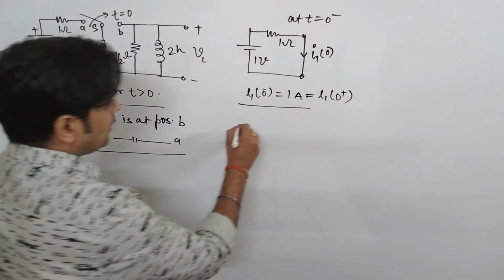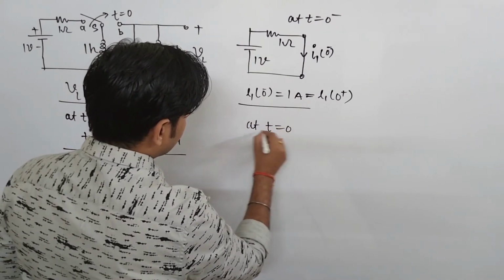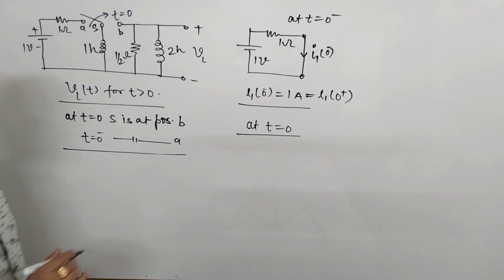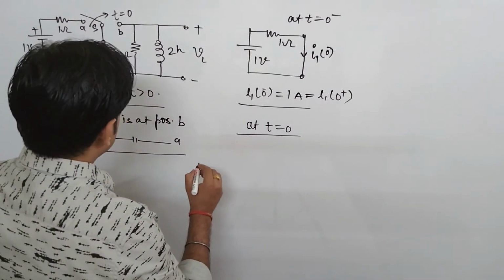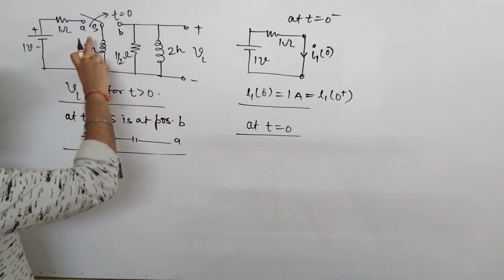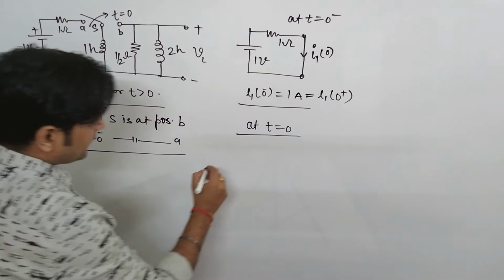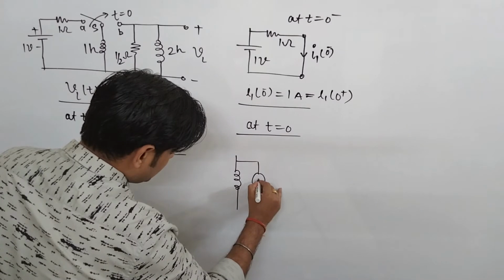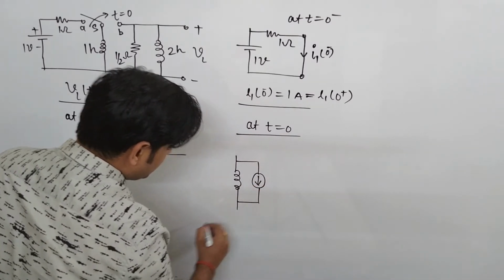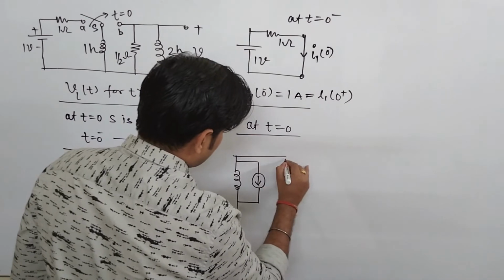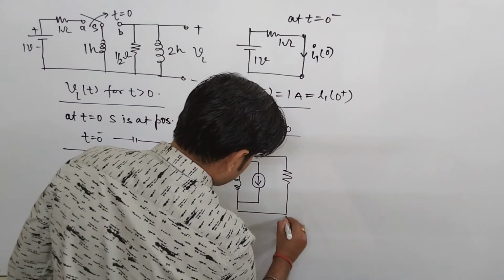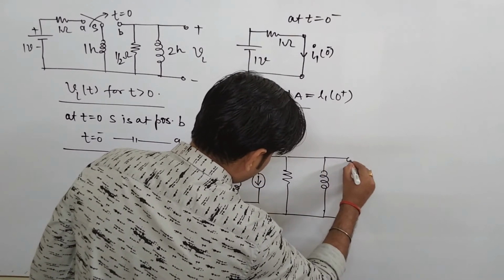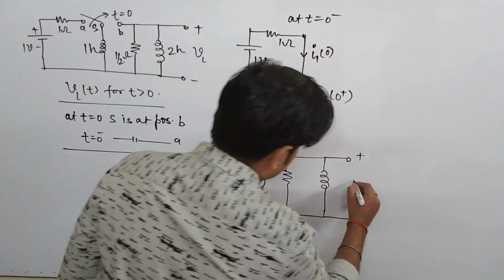Now draw the circuit at t equal to 0. Keep in mind, for the Laplace transform also you have to draw the circuit at t equal to 0 to solve the problems. At t equal to 0 the switch is in position B. So this is your first inductor, an energized inductor with some current, so it is represented in this form. This is your resistance as it is, and again this is your inductor, and here is the voltage v_L.